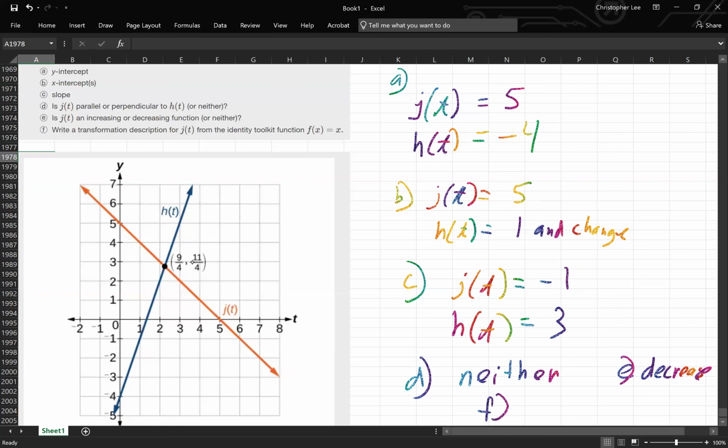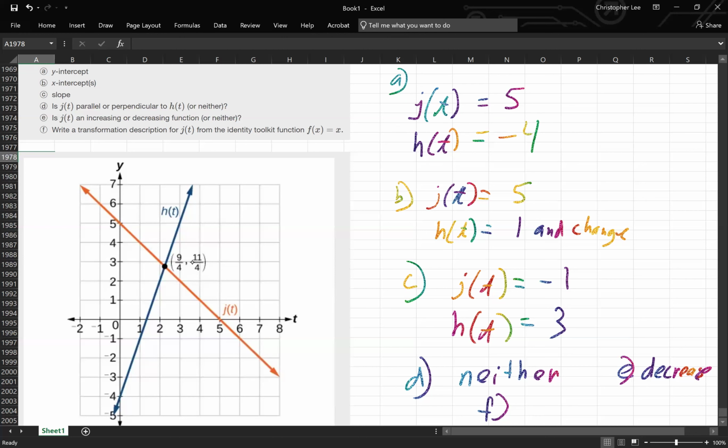It says write a transformation description of J of T from the identity toolbox. So first off, we know that this is going to be a negative reciprocal. In our toolbox, we have y is equal to x, so we want to flip this. So this is going to be y equals negative x. That's the first thing.